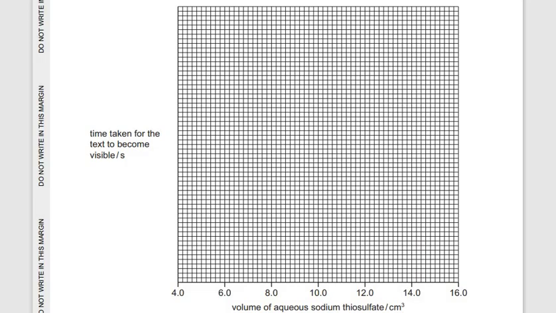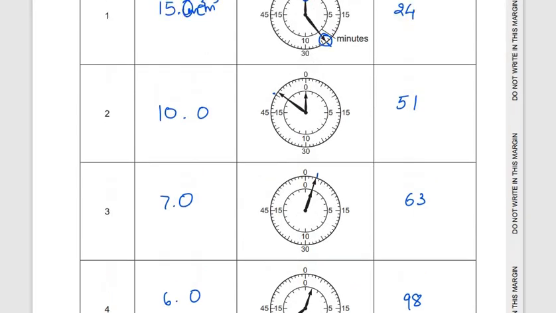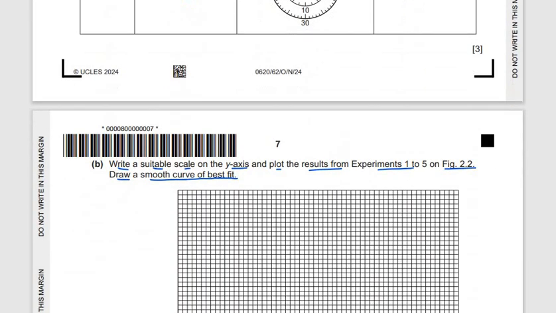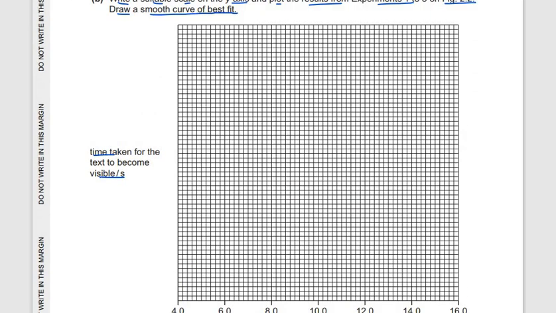Now here we can see that the grid is shown with the x-axis having the volume of sodium thiosulfate solution, and on the y-axis we have the time taken for the text to become visible, that is the time in seconds, to plot on the y-axis. So let's label it, but let's understand what our seconds are here. We have our timings from 24 to 118. So if we divide all this, we'll get a scale till 120. Now you can see I have chosen a scale where I can cover right from 0 to 120 on the y-axis, and I have covered almost the full grid.